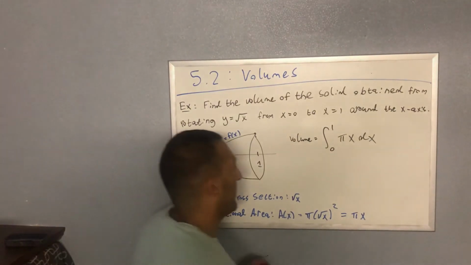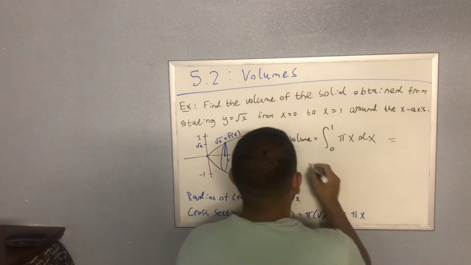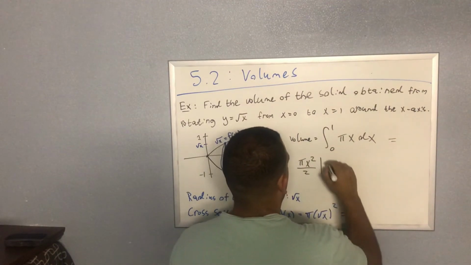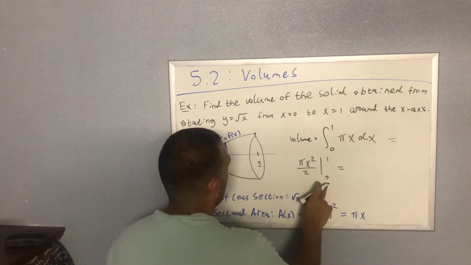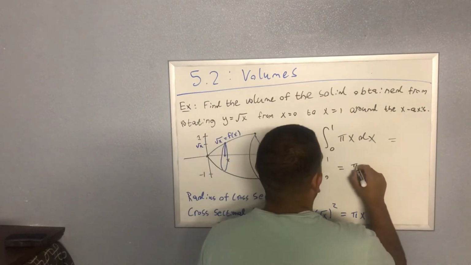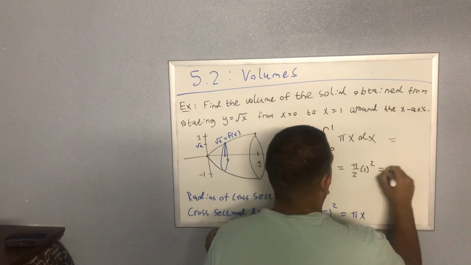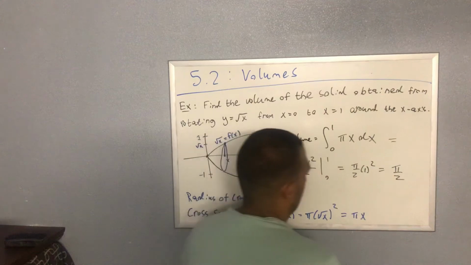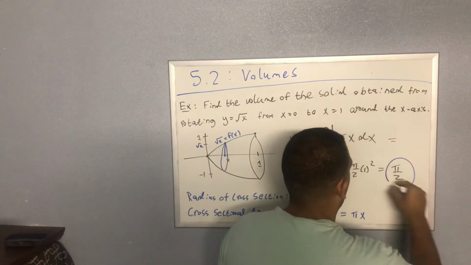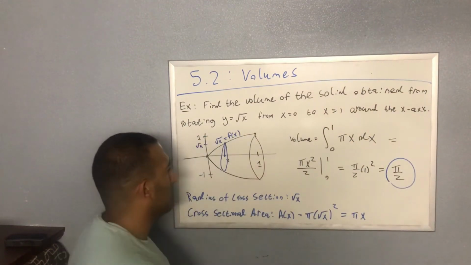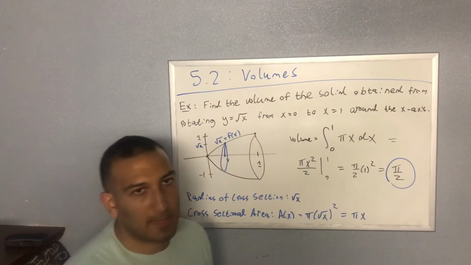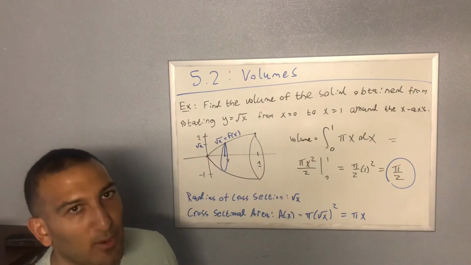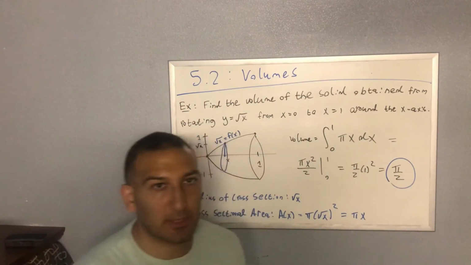And so this now just becomes pi x squared over 2, evaluated from 0 to 1. Again, the 0 doesn't do anything, so when the dust clears, this is pi over 2 times 1 squared, which is pi over 2. So the volume of this bowl is pi over 2. So you can fill pi over 2 liters or milliliters or gallons of water into it, depending on whatever unit you're using.